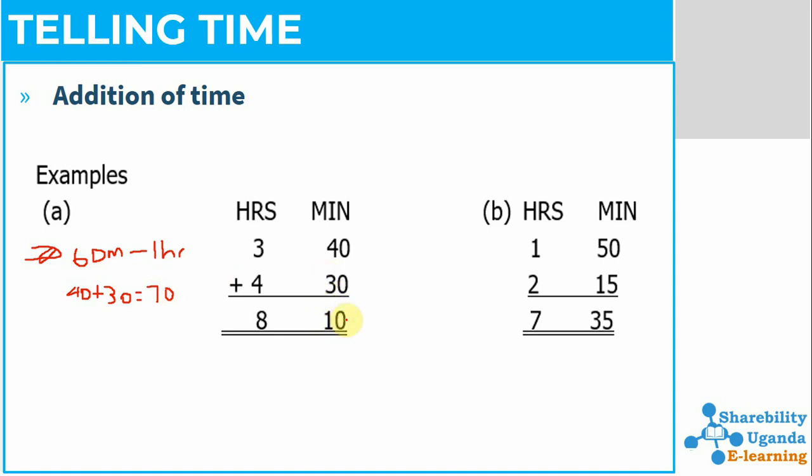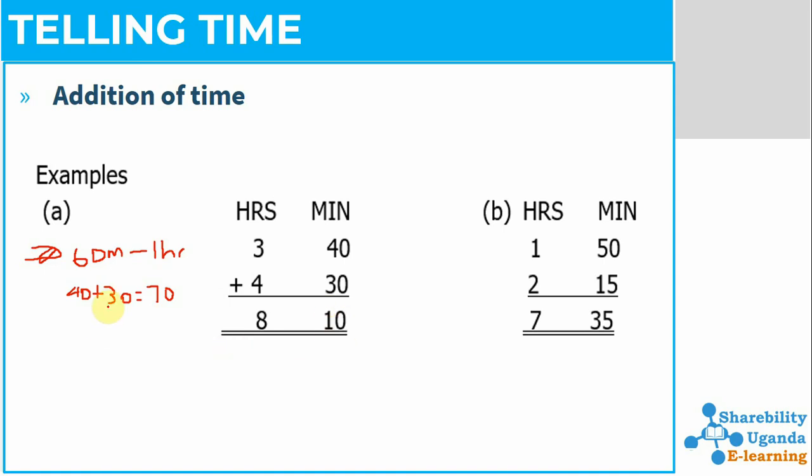But when you look here, they were not able to write the 70 minutes. Instead, they had to write 10. How did they come up with a 10? That's what we are going to see. Look here. We can see that when we add these minutes, they come up with a 70, but for them, they were able to write 10.